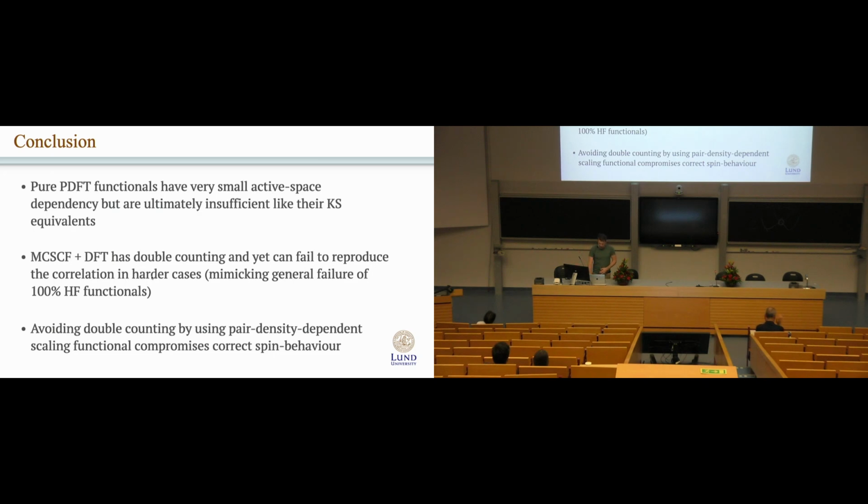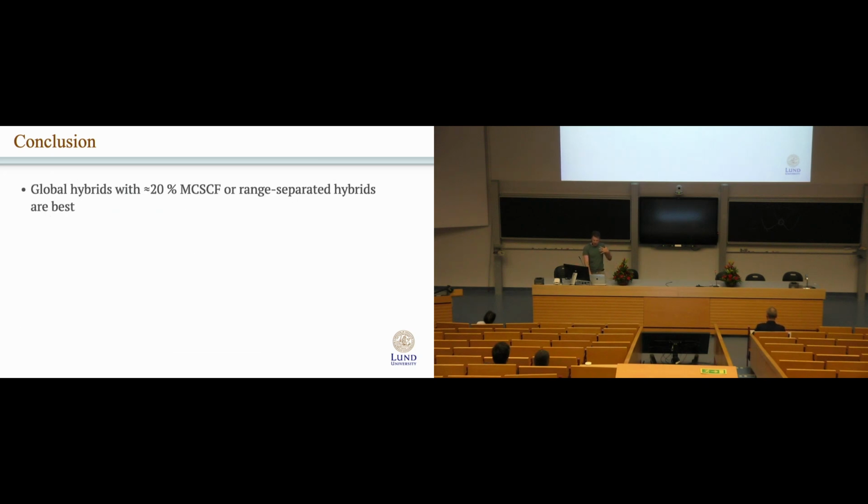So at the end, the 2 best functionals are the ones which are global hybrid with about 20% MCSCF, or range separated. And global hybrids technically have some double or undercounting, but it's very small due to the lambda square scaling.